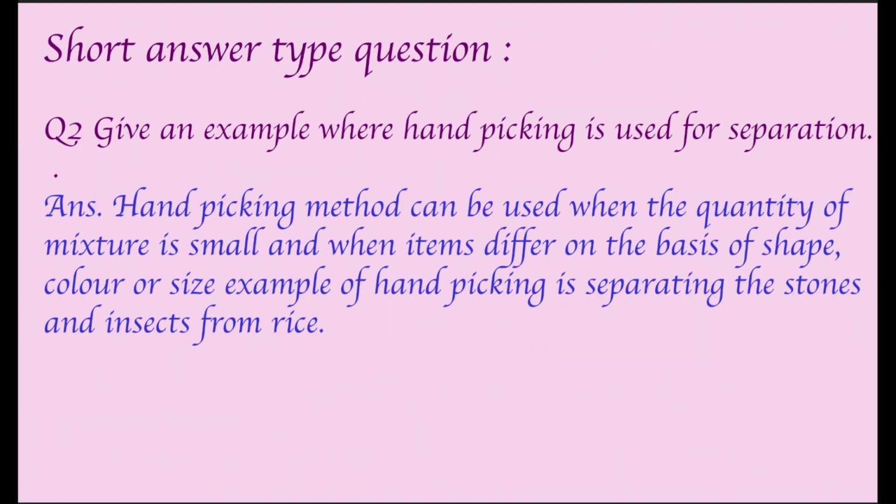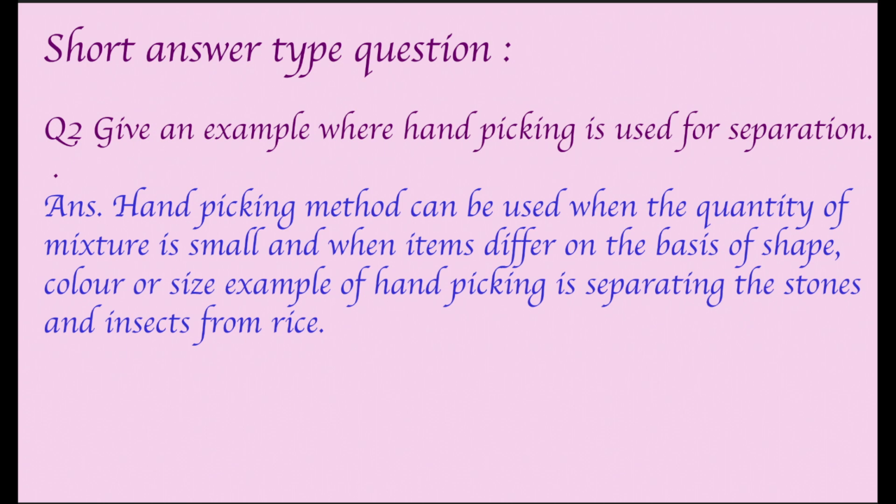Question 2. Give an example where hand picking is used for separation. Hand picking method can be used when the quantity of mixture is small and when items differ on the basis of shape, color or size.